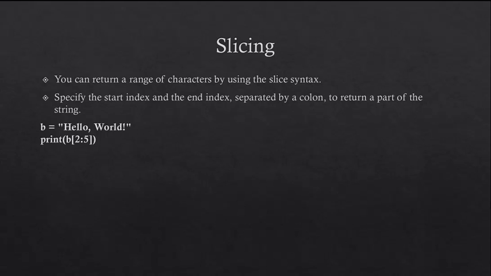Also, we can return a range of characters by using the slice syntax. We can specify the start index and the end index separated by a colon to return a part of the string. For example, we have declared a variable with the string literal "hello world", and we have printed b from 2 to 5. Don't forget, we start from 0, so we go 0, 1, 2, 3, 4, 5. But of course we don't include 5, only 2 to 4, because we start from 0.